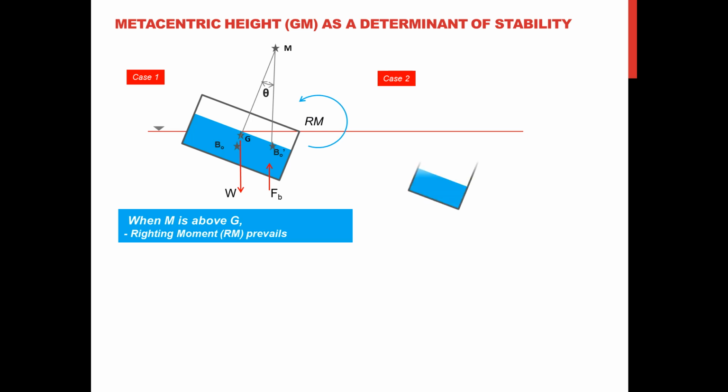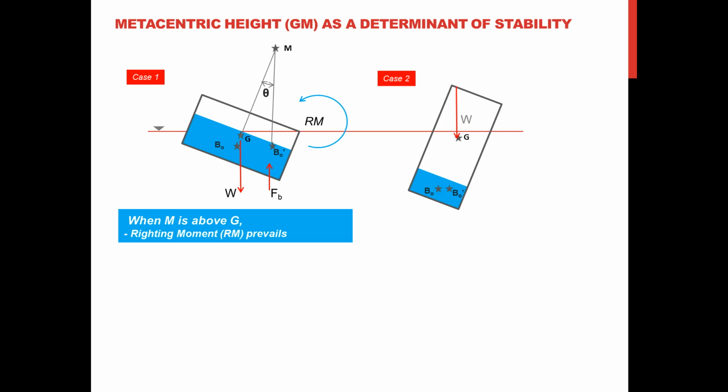Case 2. Let us have a longer object. So in here, it has its corresponding center of gravity and the center of buoyancy. Now the center of buoyancy will be shifted to BO prime.